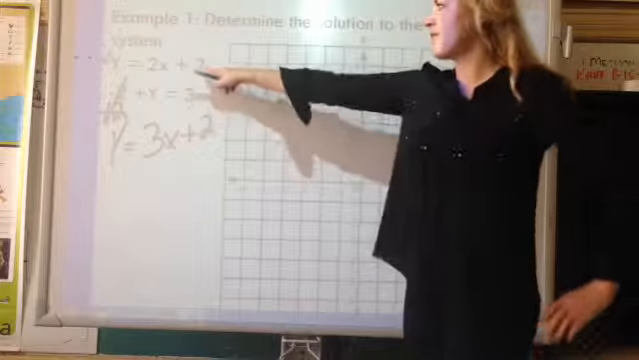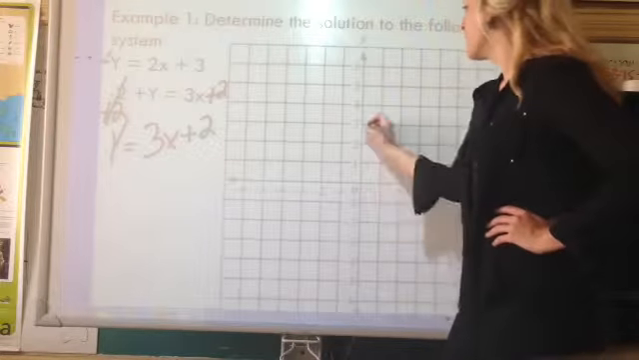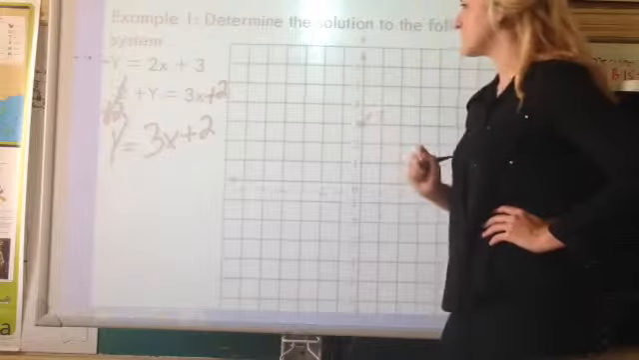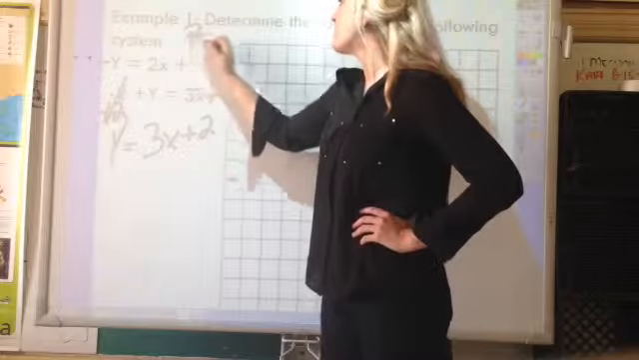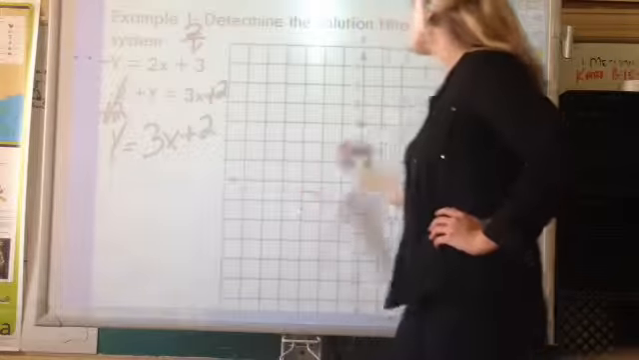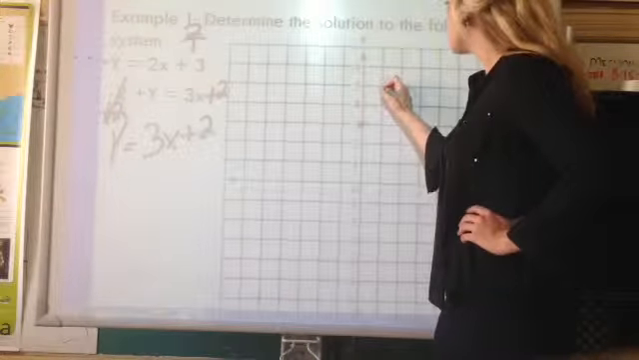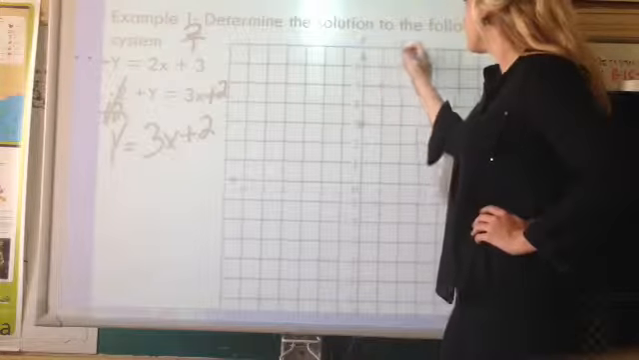And of course I know when I graph, I start with my y-intercept, which is 3. I'm going to put a dot on the graph where y is 3. And then I see that I have a slope of 2, which is the same as 2 over 1 for rise over run, which means I'm going to rise 2 spots and go to the right 1 spot every time.